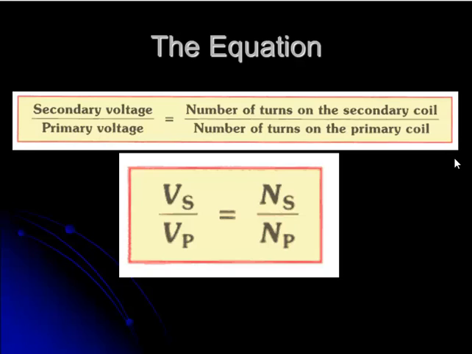Quick note here, the voltage you use must be consistent. So if you're using the root mean squared value for voltage for the secondary, then you need to be using it for the primary. If you're using the peak voltage, then you need to use the peak voltage. So as long as you're consistent, this calculation works every time.